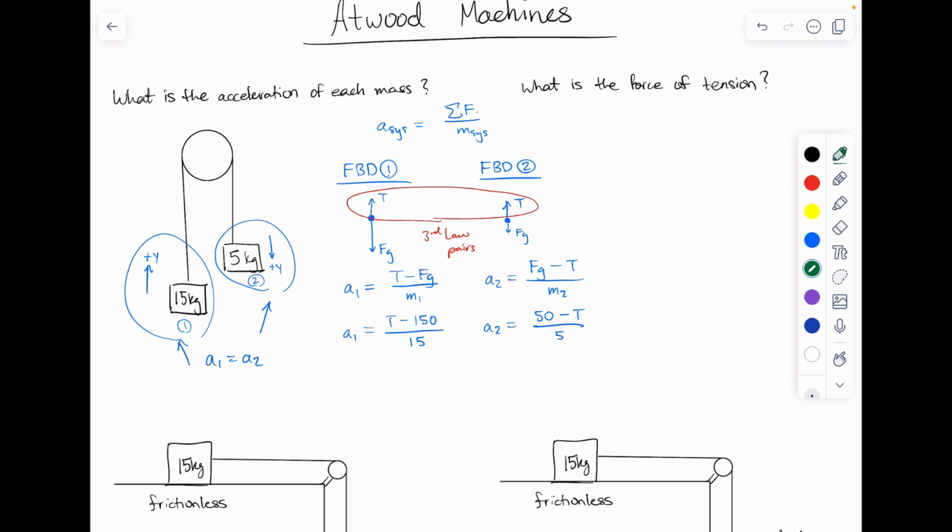So notice what I have here. This is a system of equations, essentially, right? Two unknown variables. At this point, we could just call these A, right? So this is just A, it's just A. And then we have T and T, right? So we can solve this system.